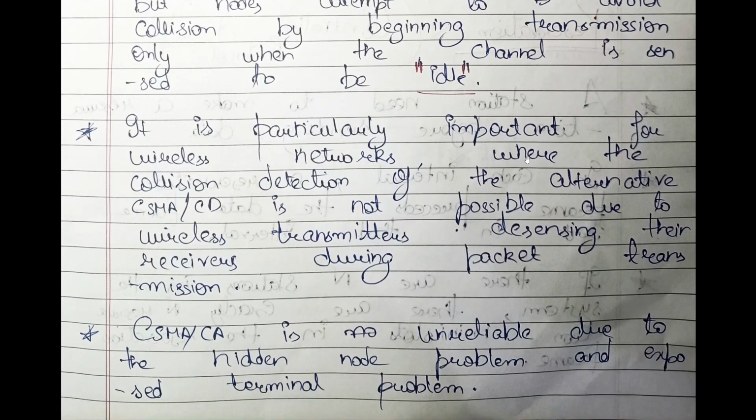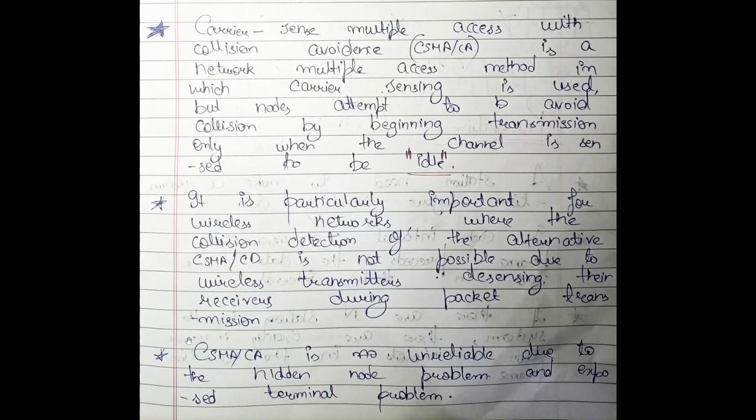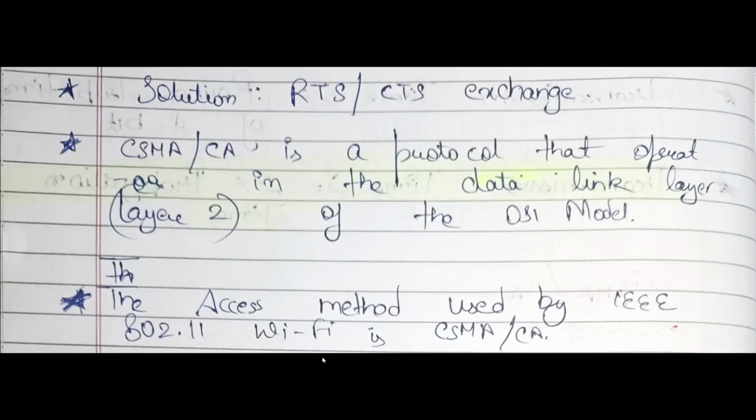Now CSMA CA is unreliable due to the hidden node problem and exposed terminal problem. Just don't bother yourself with this point. We are going to look into this in quite some detail, but that will be in later lectures. And the solution to these problems is RTS and CTS. Just know this for now. What are these and how does this solution work? What are hidden nodes? What are exposed nodes? We are going to talk about them all later. Don't bother yourself right now.